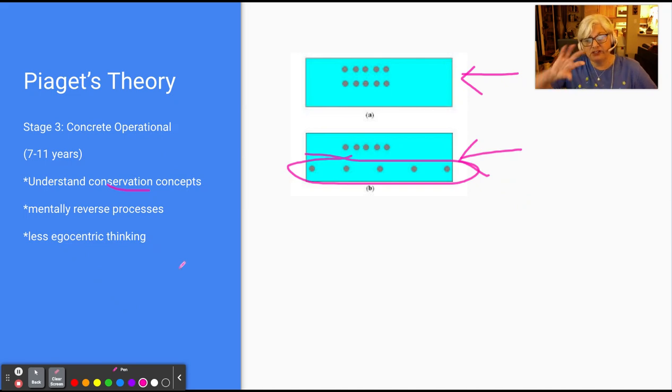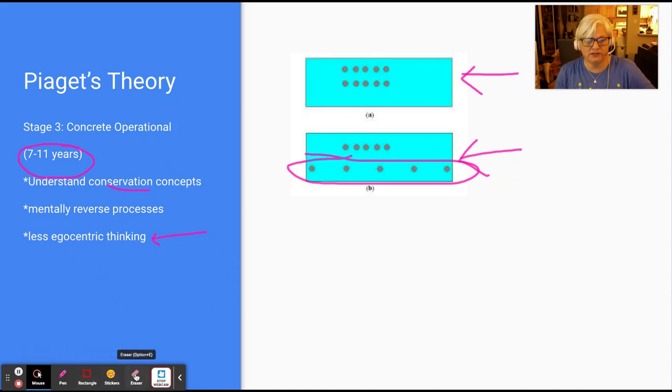They're able to actually reverse processes mentally. So, like if I make something out of Play Doh, mentally they can kind of think back to what the Play Doh looked like before. Their thinking is becoming less egocentric. They're starting to understand that people have a relatively different view of the world than they do. And this stage is all at about 7 to 11 years of age.